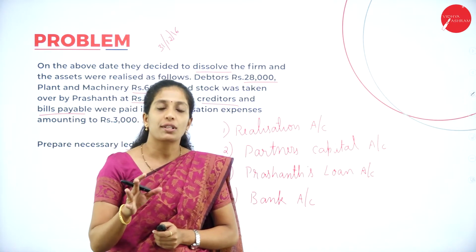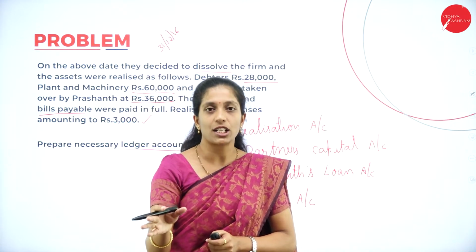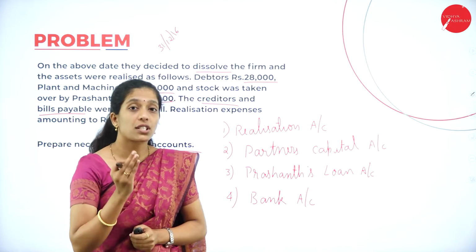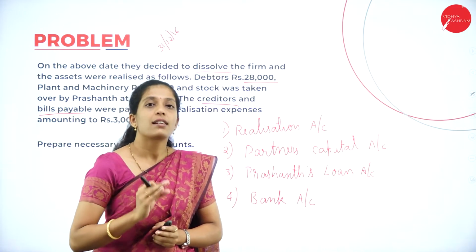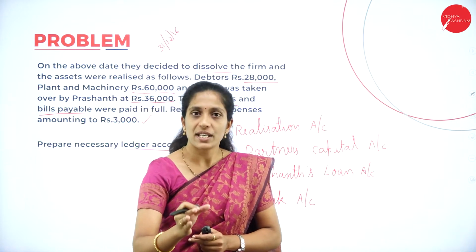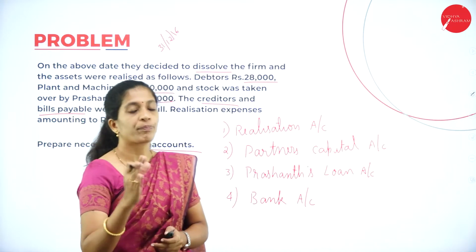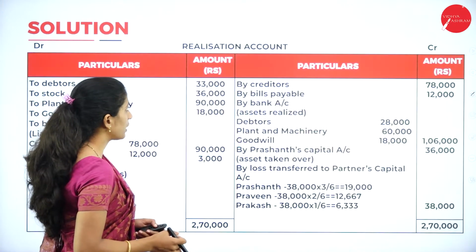Hope you have understood the question. They have given the balance sheet and certain adjustments where they have told that they have sold certain assets and certain assets have been taken over by the partner, and they have paid the liabilities in full and they have given dissolution expenses also. Now we shall see how we are going to solve the problem.